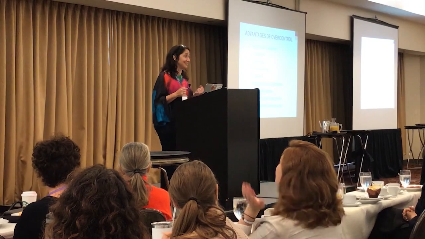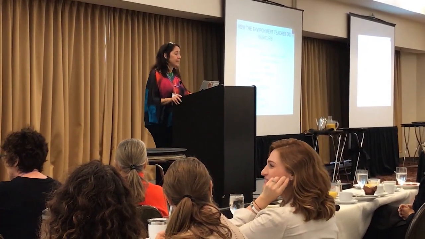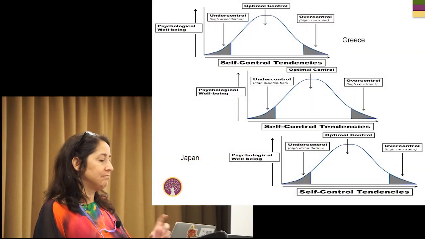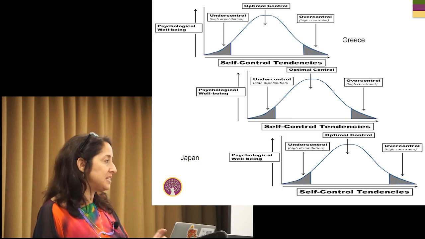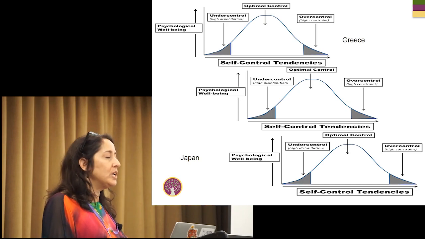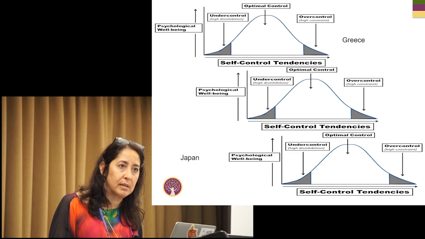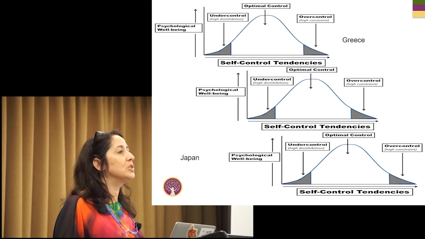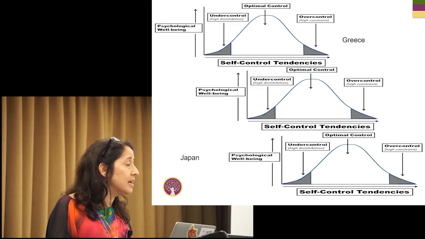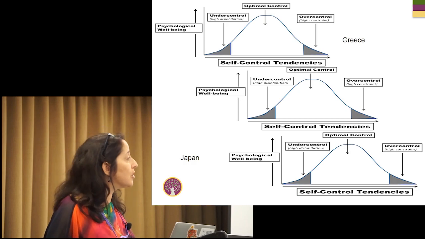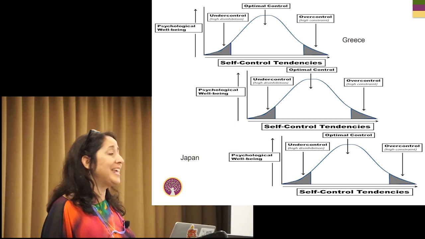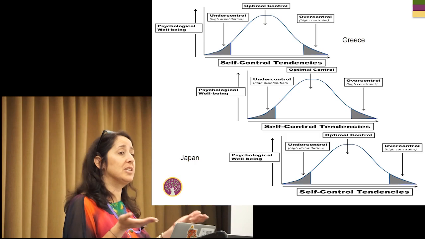So here is a bell curve that has OC on one side, UC on the other side. Greece, then more like the United States, we're kind of somewhere in the middle, and then Japan. So here's the thing. Someone who is under-controlled in Japan is likely to look like someone who is over-controlled in Greece. The bell curve still exists. The biotemperamental differences are still there. But the cultural influence is so powerful that it shifts the bell curve and makes it look different.